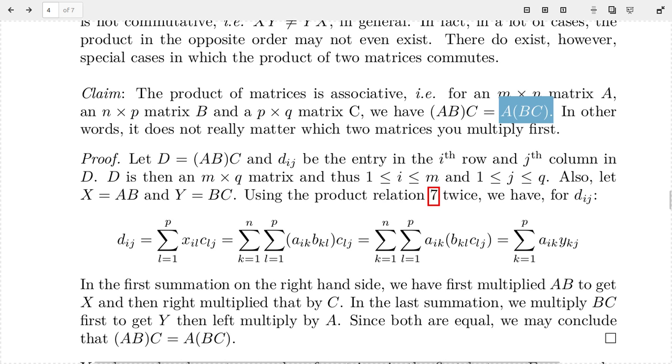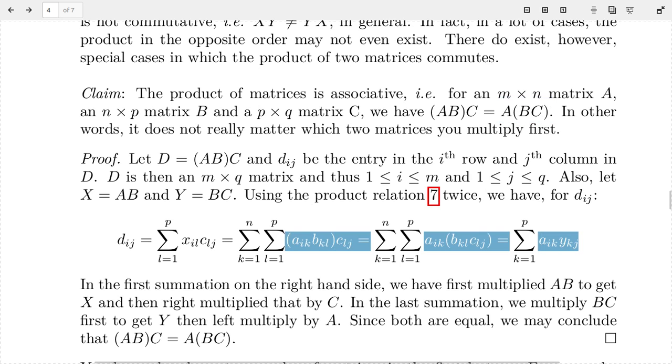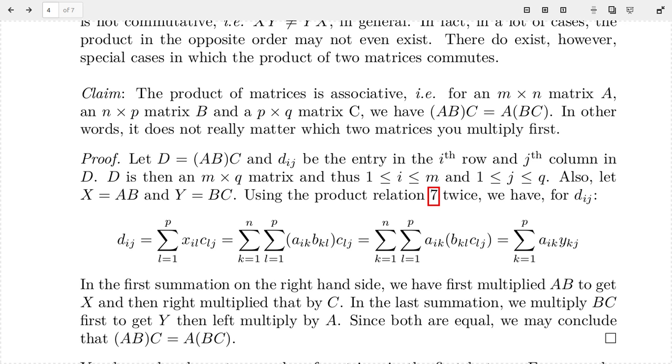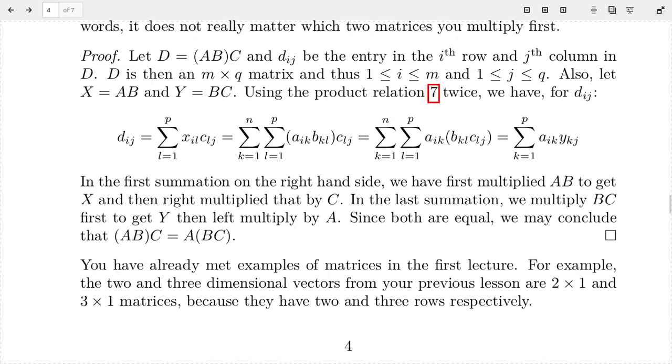But this last summation here is basically the matrix A times Y, but Y is just BC. So what have we done? We've proven that AB times C equals A times BC. And so we have proven the associativity of matrix multiplication.